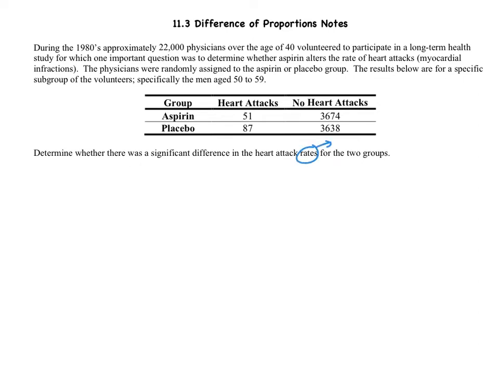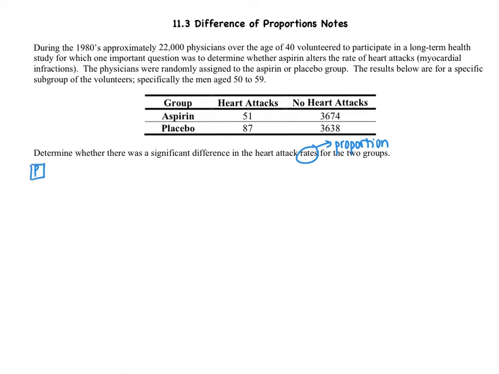Okay, rate, that's just another word for proportion. That's how we know that we're doing proportion. We have 2 proportions here because we're looking at the heart attack rate in the aspirin group and the heart attack rate in the placebo group. So let's jump right in.